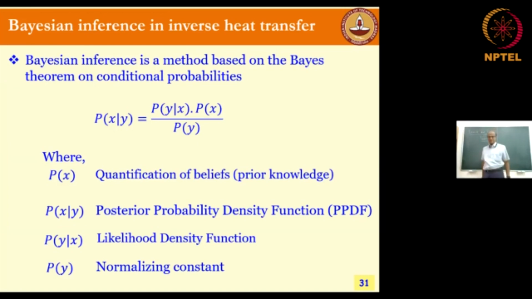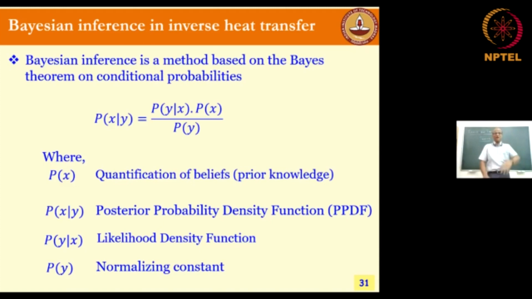e to the power of minus s by 2 sigma square, whatever. So P of Y given X is the likelihood that takes care of both the forward model and the measurements. P of X takes care of the beliefs. Therefore, this Bayesian is a very good, complete package, which involves quantification of beliefs, a mathematical model, as well as the measurements.